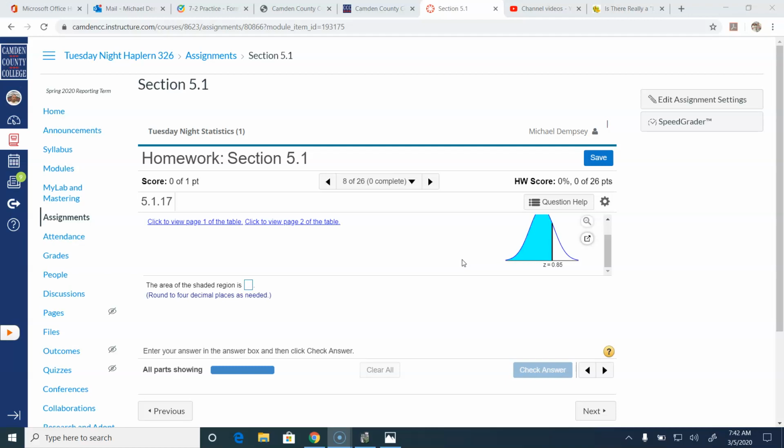It means they scored above the mean, right? 0.85 standard deviations above the mean. So we should expect our answer to be above 0.5, right? That should make sense. So we're going to use the feature on our calculator like we looked at in class.